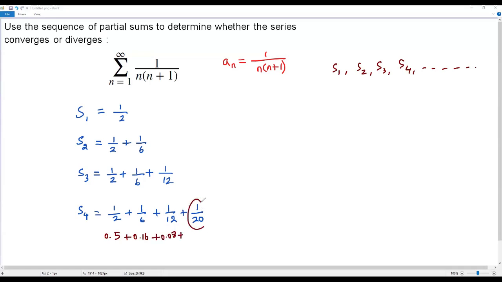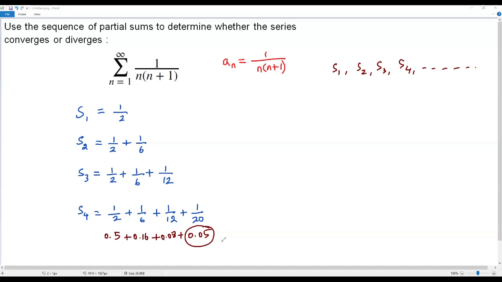When I consider the fourth term over here, 1 over 20, its value is 0.05. Now look at the pattern. At the fourth position, the value of the first one is 0.5, the second one is 0.16. So it's decreasing. Again, from 0.16 to 0.08, again it's decreasing, 0.05. When I consider the last term over here, its value is 0.05, and it's too small and close to 0.